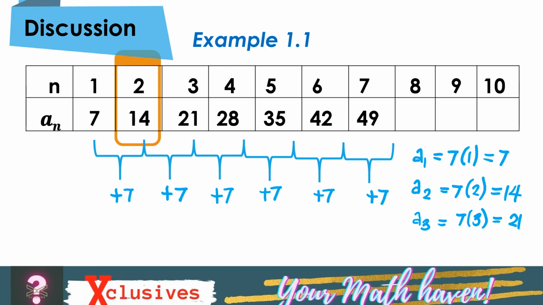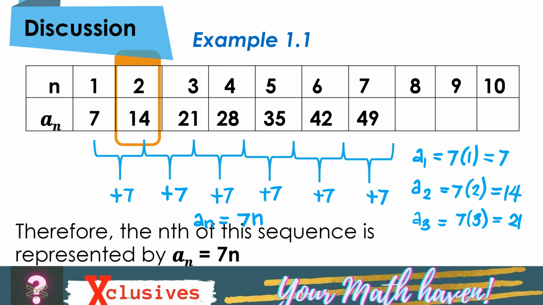So with this pattern, I think we are ready to write the rule. So therefore, our nth term would be a sub n equals 7n. If you notice, here n is the same as the position. So we simply substitute n with the position of the sequence. And therefore, the nth term of this sequence is represented by a sub n equals 7n.